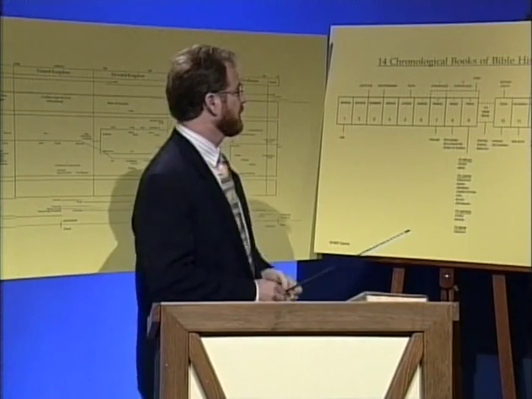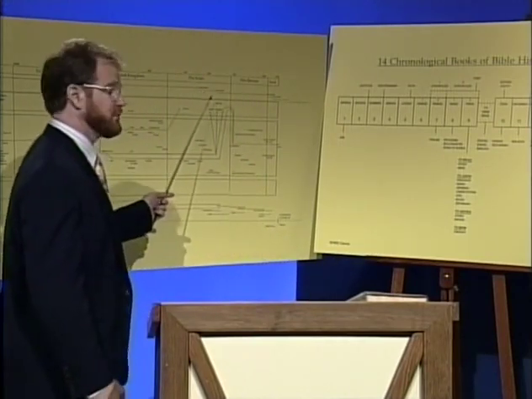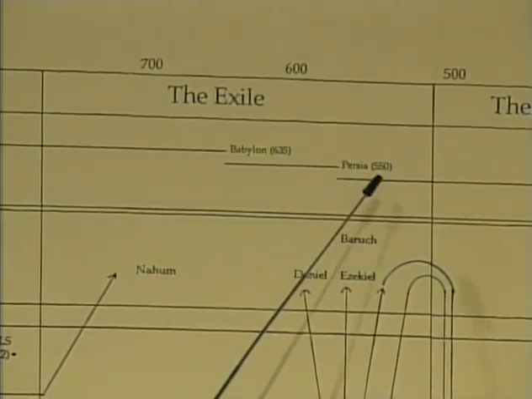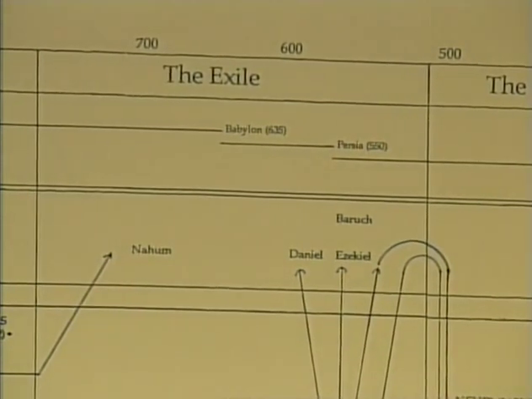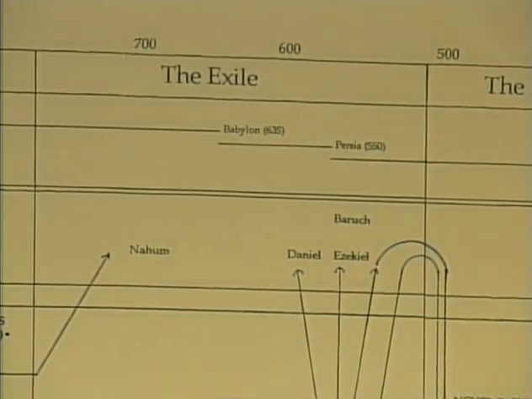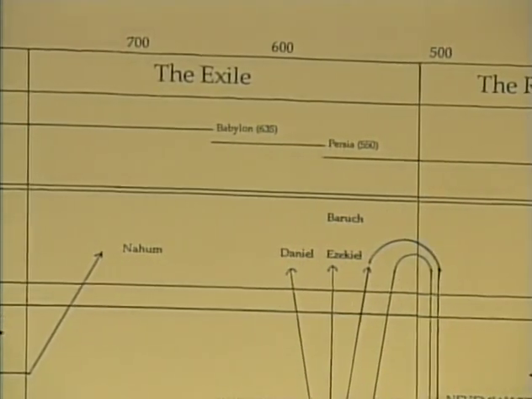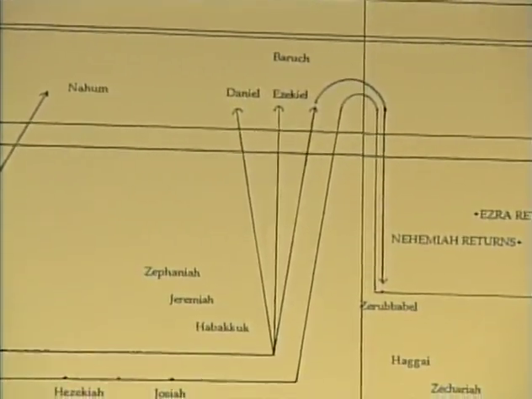During this 70-year period, if you will look on the timeline with me here, you'll see that there is a change in world power from the Babylonians to the Persians. The Persian king Cyrus, God moved on his heart in such a way that he allowed the children of Israel to return after 70 years back into the land. But things are going to be quite a bit different.